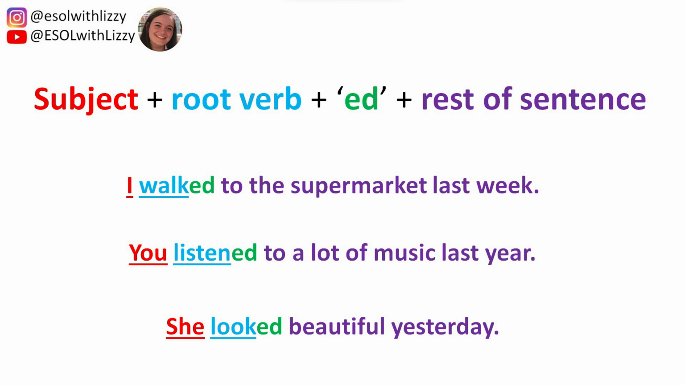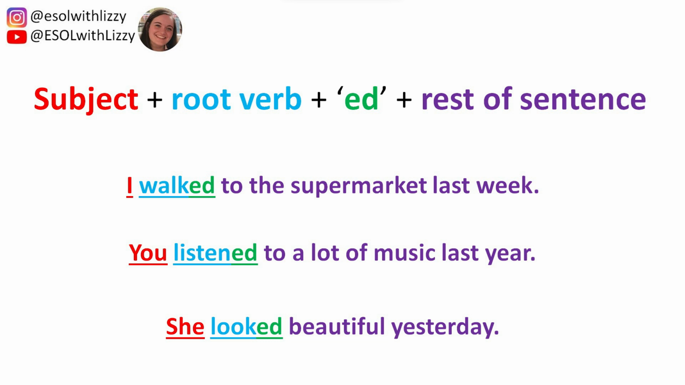And then we need to add ed to the verb, which is in green. This makes walked, listened, and looked. Be careful with your pronunciation here. Usually the e is silent. For example, walked, not walk-ed. Listened, not listen-ed. And looked, not look-ed.